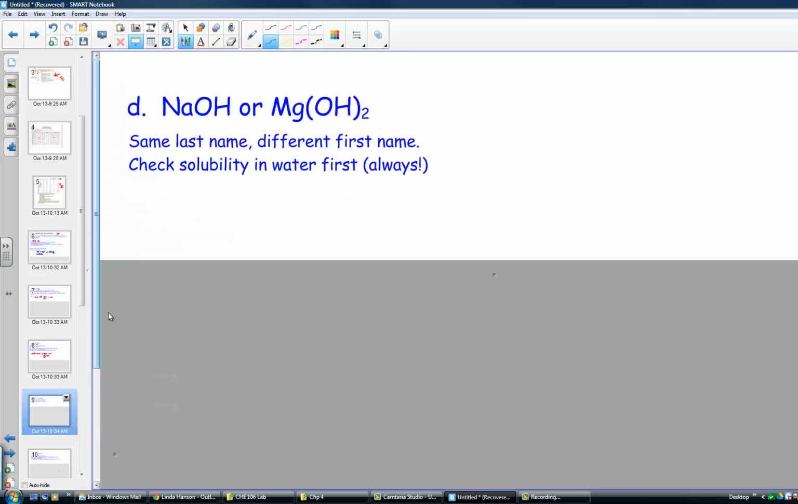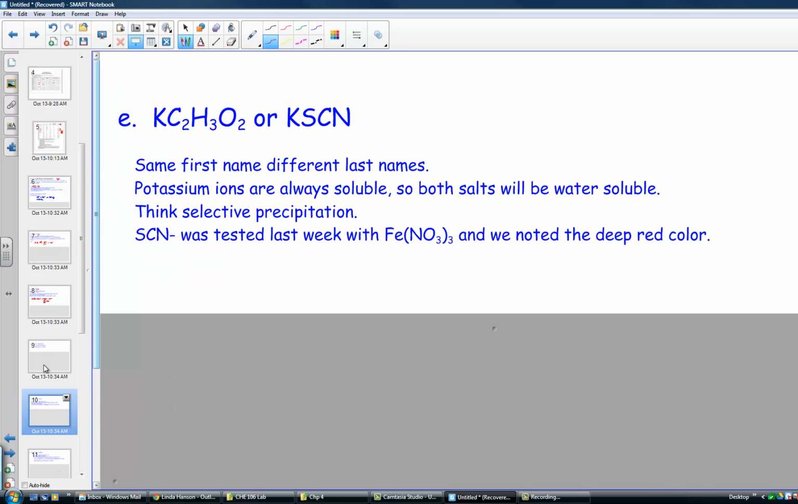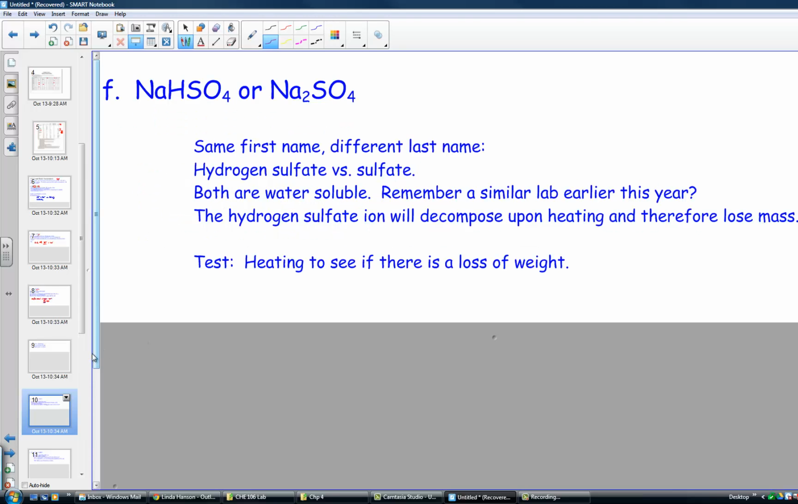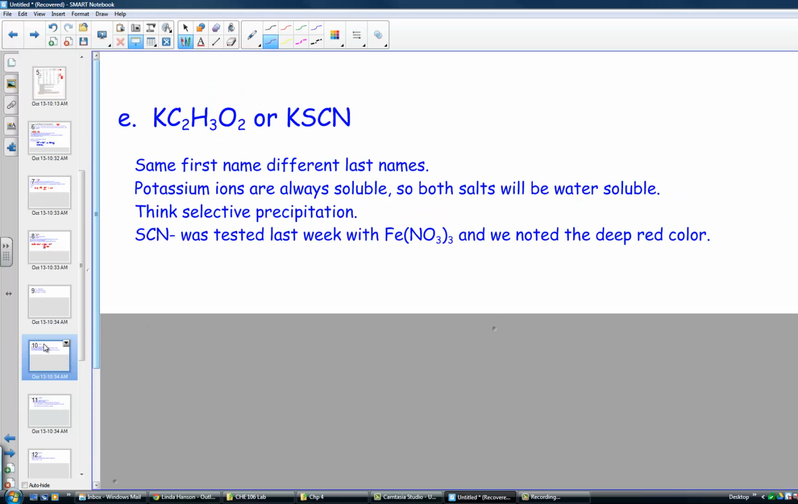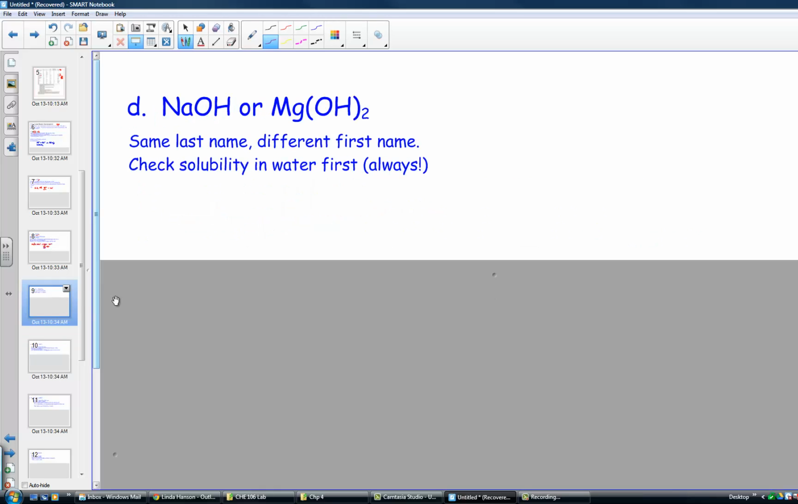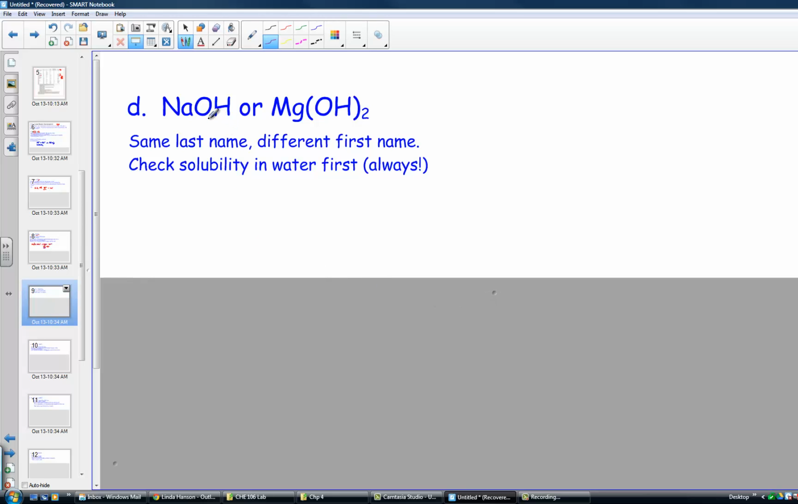In the next station, we derive sodium hydroxide, or, I think I skipped a station there. Letter D. Sodium hydroxide or magnesium hydroxide. Alrighty, same last names, different first names.